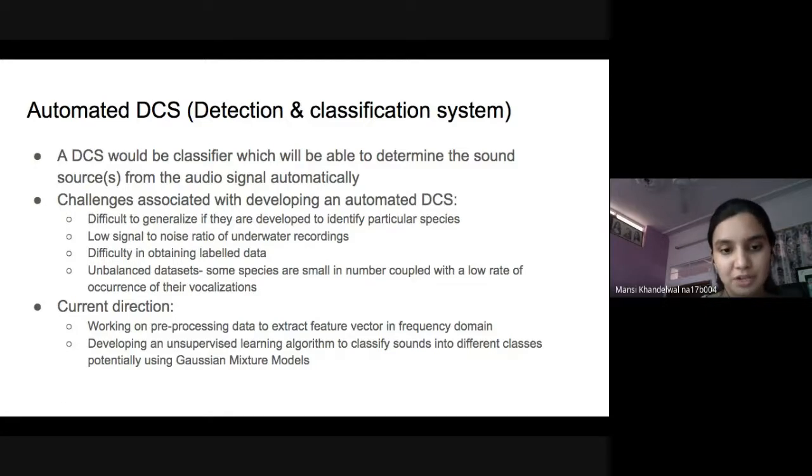In this audio classification arena, with respect to my current direction, what we are working on right now is we have identified a source of audios that we want to use. It contains audio data recorded in the Atlantic. We are trying to pre-process the data to extract the frequency feature, and then we are planning to use clustering techniques to classify different sound sources together. We're trying to potentially use Gaussian mixture models here to classify sounds based on the probability of them belonging to a certain species. So this is the current direction, and that's what we're working on.